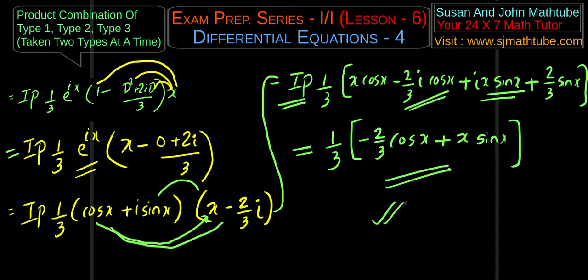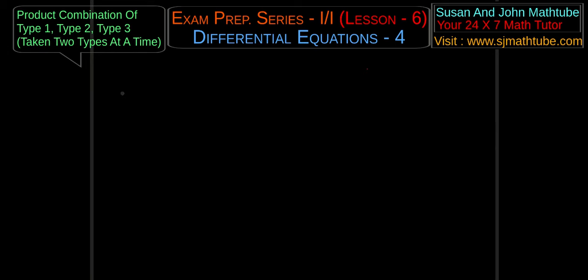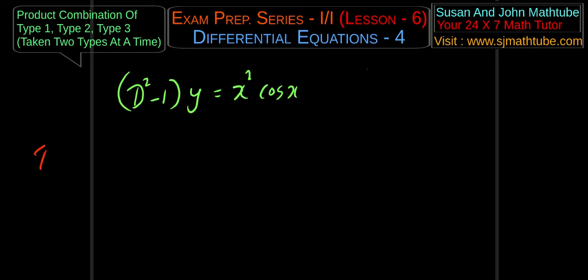And this type of question is very important. You can try one more question of the same type. I'll give you the question. Solve the differential equation d square minus 1 of y equal to x square into cos x. I'll give you a hint, and if you have trouble, please feel free to mail me. You can check our website and you can contact me directly in the messenger, or feel free to comment or email me.